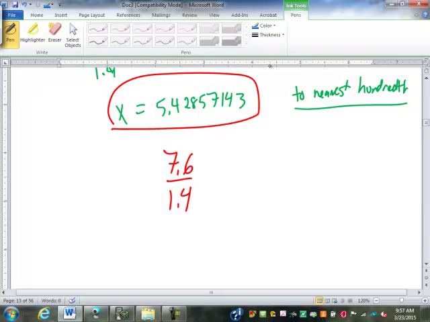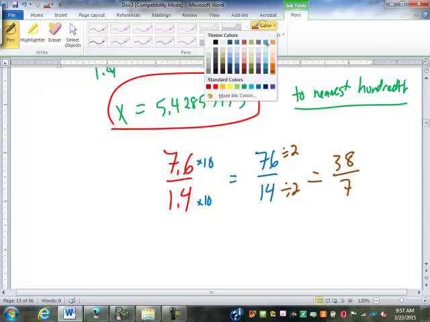Now, we don't like decimals in our fractions. How do we get rid of them? Well, each of those numbers has one decimal place in it. If we multiply by 10, it would get rid of the decimal in both of them, wouldn't it? This would become 76 over 14. Now we can go ahead and reduce that. Of course, both of those can be divided by 2. I would do that probably. Giving me 38 over 7.